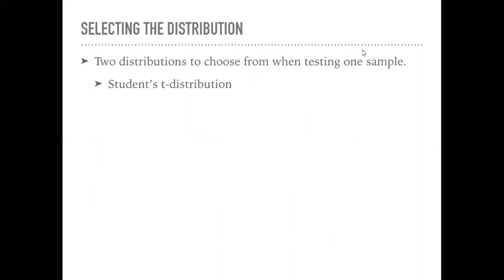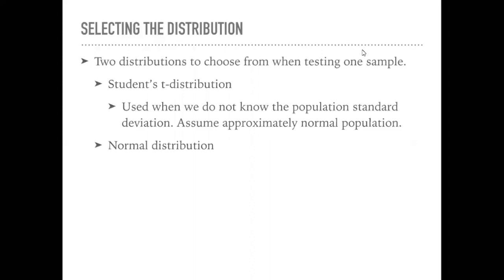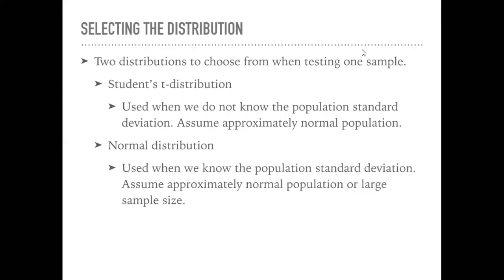Now, as we're going through, we have a few different distributions that we can look at, and we're actually going to see the same distributions that we looked at in our previous chapter. So we have our student t distribution that's used when we do not know the population standard deviation, when we have to assume that it's approximately normal population or that we had a large sample size. We have the normal distribution. It's used when we know the population standard deviation. We still need to assume an approximately normal population or large sample size. And it's also going to be used when we're testing proportions.